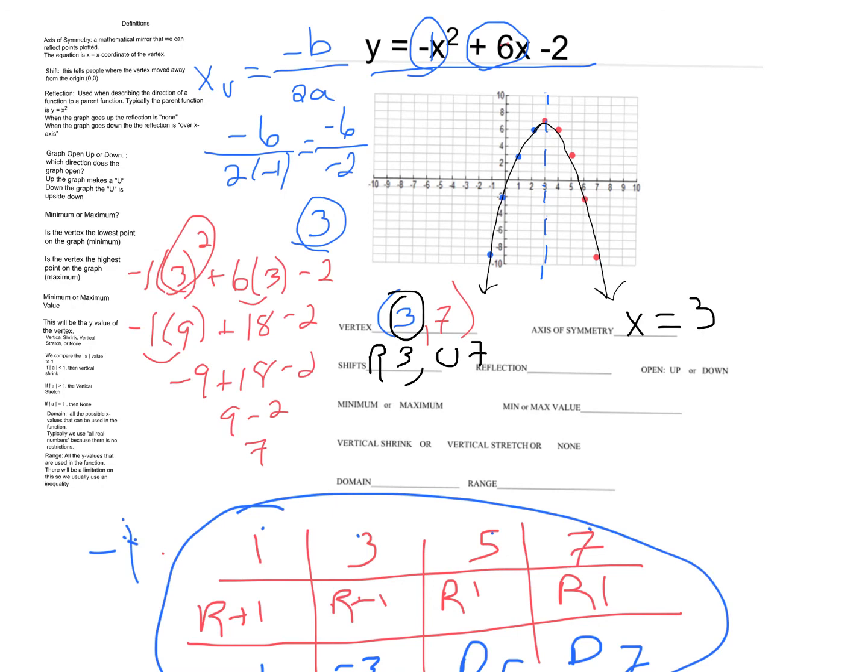Okay. Reflection. Now notice this time, my graph does go up or down. It goes down in this case. Now notice we say with reflection, anytime it goes down, we say over x-axis. That looks awful. Try that again. Too much coffee this morning. Over x-axis.